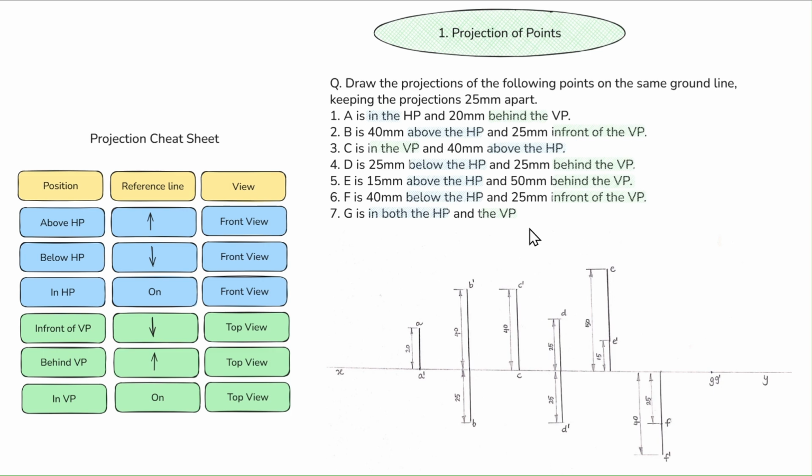I hope you understood. So likewise we have to draw the points for E and F. I have highlighted them with the relevant colors and it will be easier for you to understand. Hopefully you understood. You can see the word: point E is 50 millimeters above the HP and 50 mm behind the VP. Behind means uplifted.